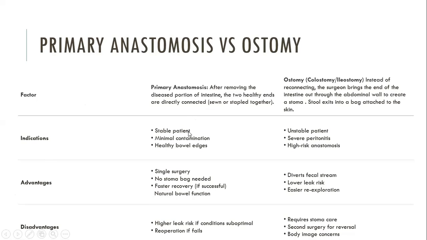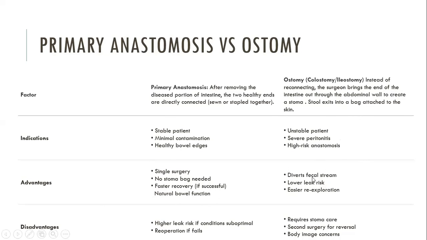For primary anastomosis, the patient must be stable with minimal contamination, and it is used for healthy bowel edges. Ostomy is done for unstable patients, when the patient has severe peritonitis, and there is high risk for anastomosis. Now, advantages: primary anastomosis is basically a single surgery. Once done, you will not be reoperating, and no stoma or bag is needed because the intestines are connected to each other, and it is faster recovery, and the patient will have natural bowel function.